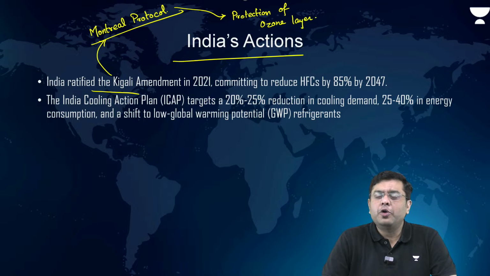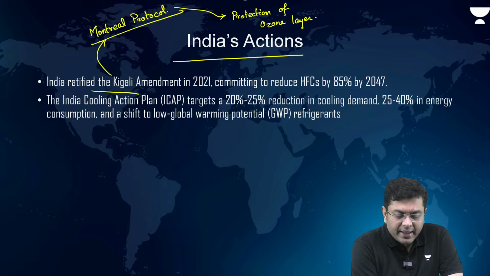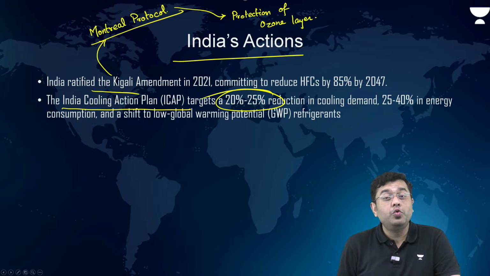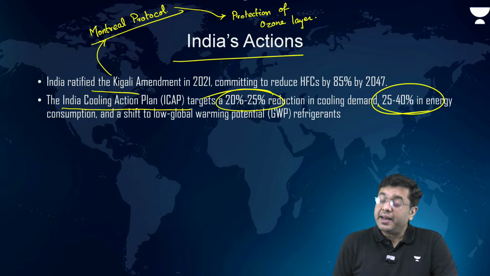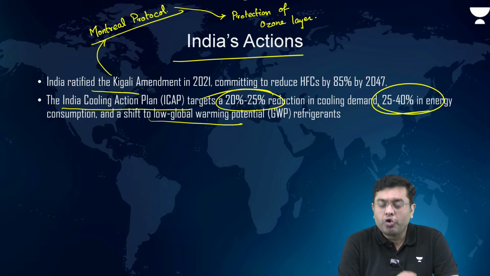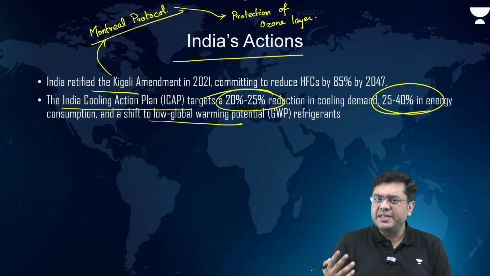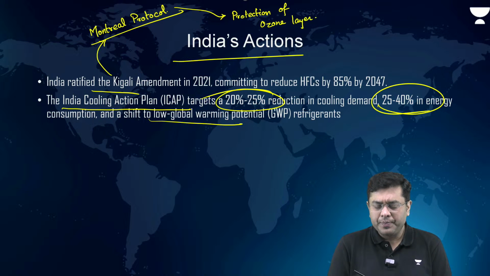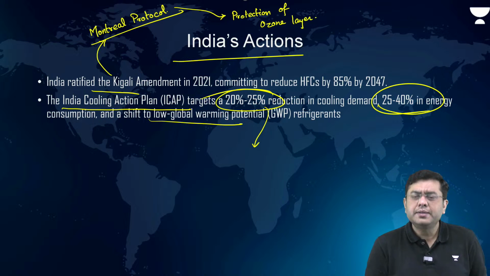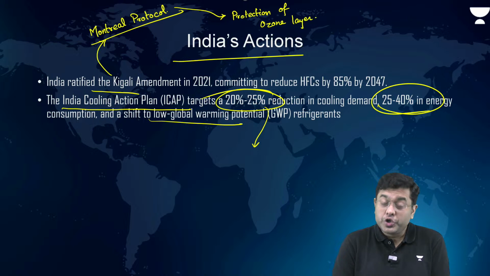Other than that, India has come out with its own India Cooling Action Plan, and that India Cooling Action Plan targets 20 to 25% reduction in cooling demand itself, right? 25 to 40% in energy consumption by efficient air conditioners, and shift to low global warming potential refrigerators. But how do you reduce the demand for cooling? In an era when the temperature is increasing, how do you do that? You do that by ensuring that there are passive cooling solutions.